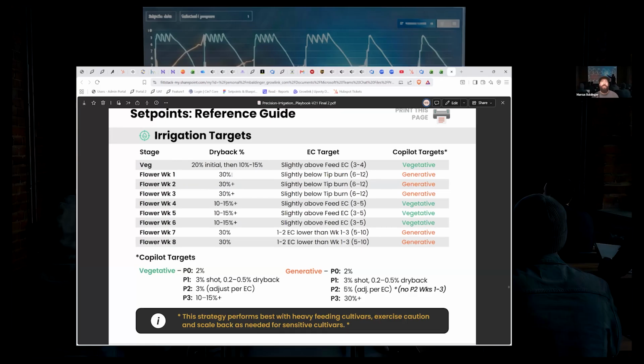There's a note at the very beginning of this ebook where it says every dryback percentage in here is referring to absolute, not relative. So when I say 30%, I mean a hard 30% dry back. If I was at 50 and I wanted a 30% dry back, I would be drying down to 20% VWC. So that is my goal. I'm always shooting for 30% for weeks one, two, and three at a minimum.